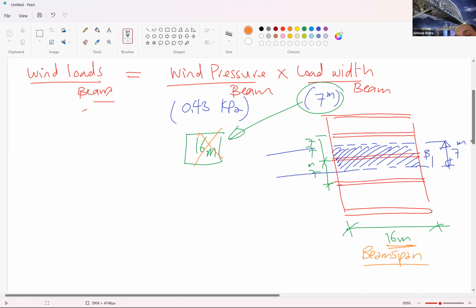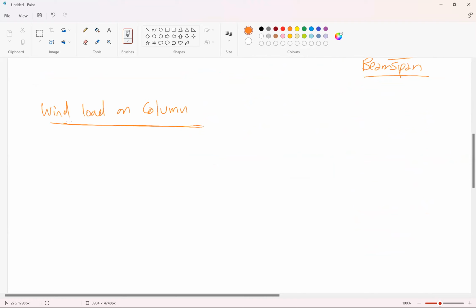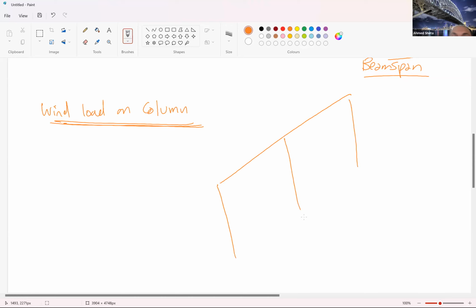Because what is not in the example is the wind load on the column. Is it in an example? Have you done this or not yet? No, we haven't done it. I don't think we have. So I will explain it quickly.